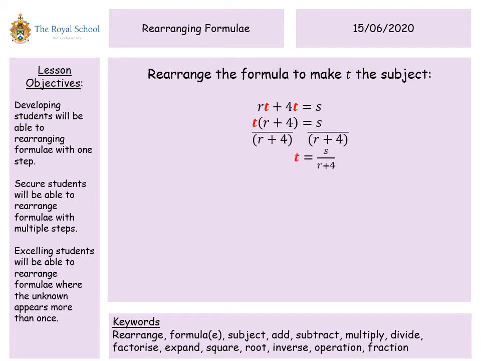So that leaves us with t equals s over the whole expression r plus 4. And that's rearranging our formulas where we have the unknown appearing more than once. So it's going to involve this factorisation in order to get the letter on its own.